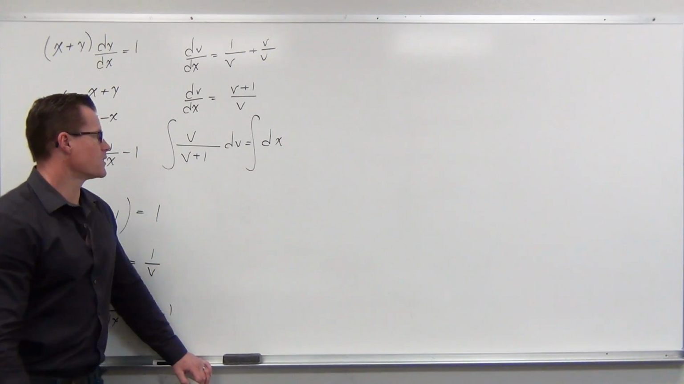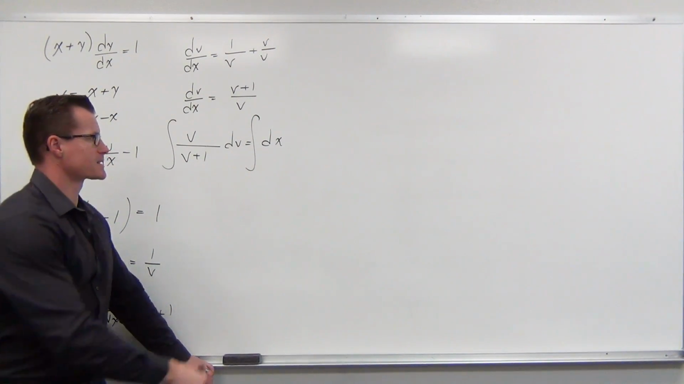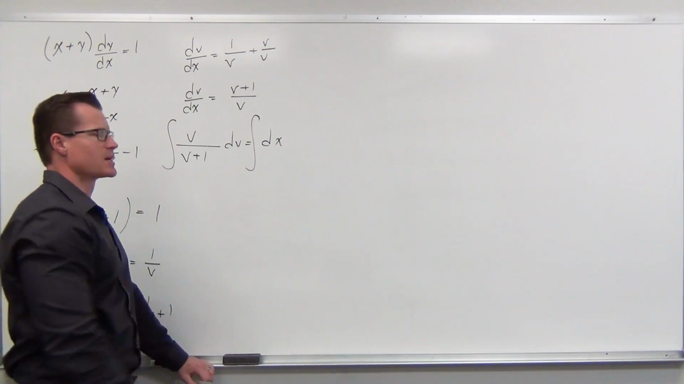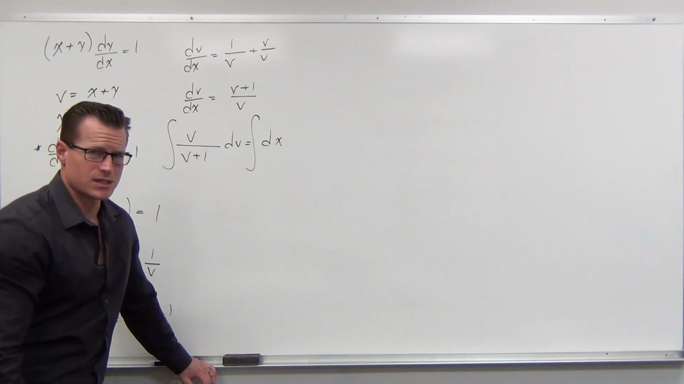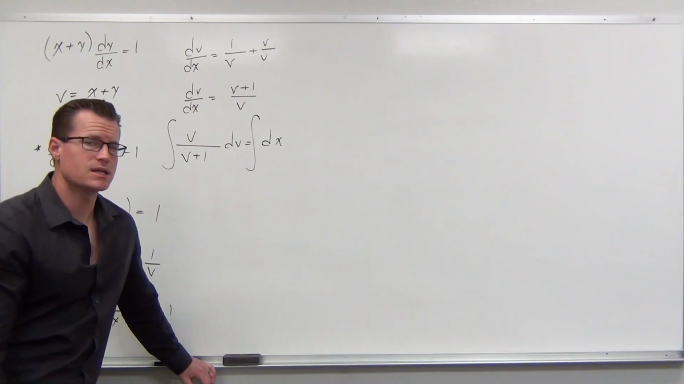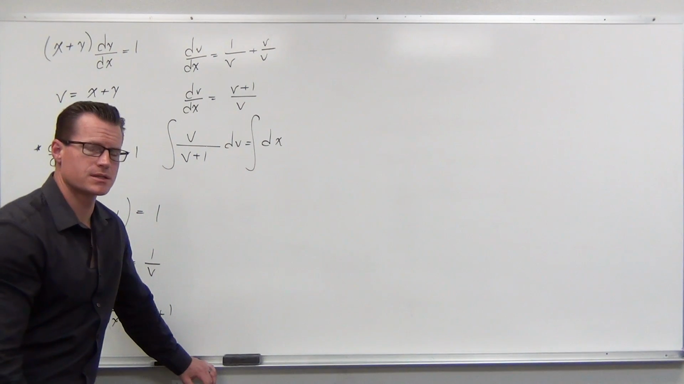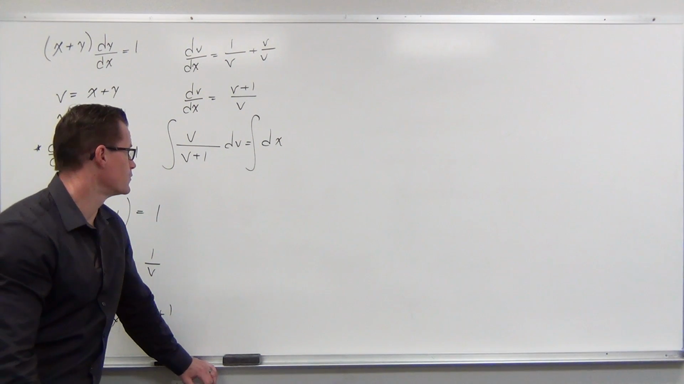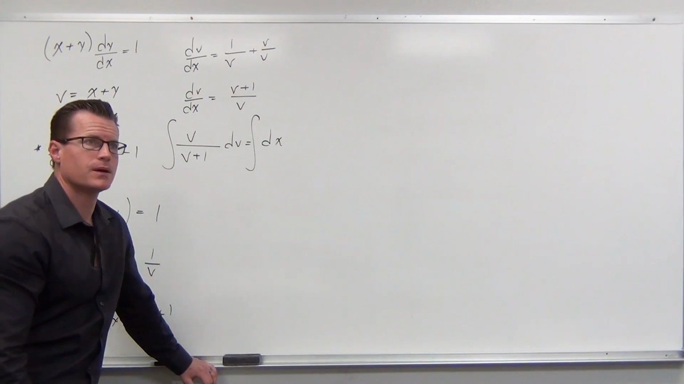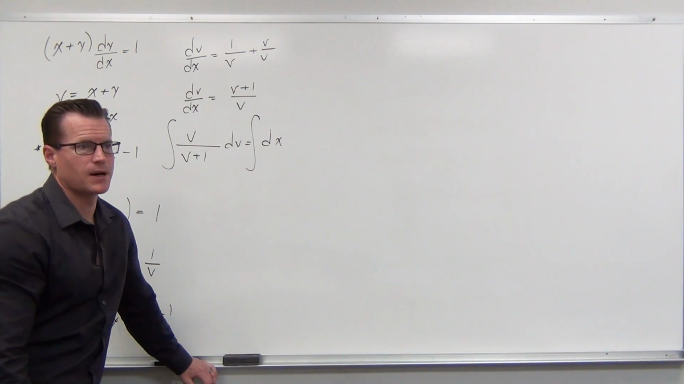So we have integral of v over v plus 1 dv, we have integral of x. That one's easy. This one is, well, we might have to think about that a little bit. It looks deceivingly easy. It's not necessarily that easy. We could try a substitution, but what are you going to do with that v? So if u equals v plus 1, there's a couple ways we can think about this.